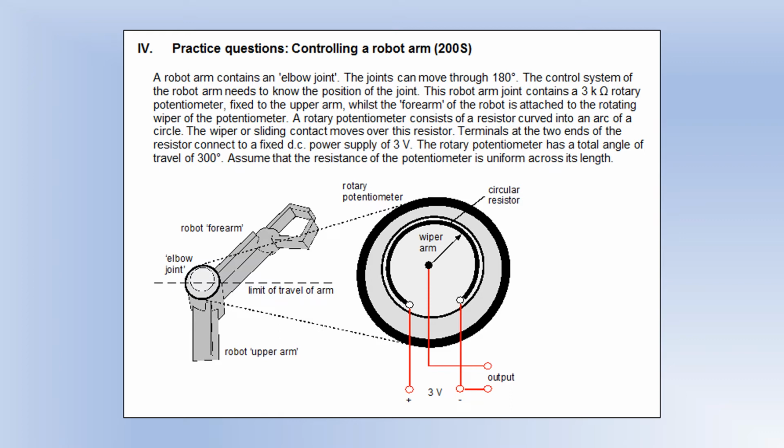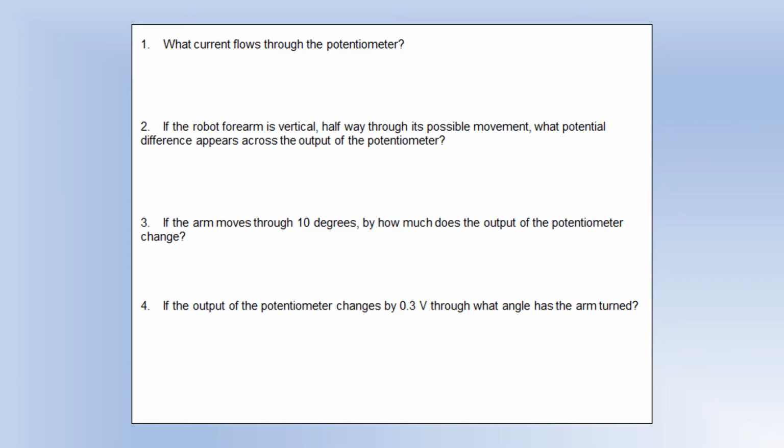Okay, so that's our setup. What current flows through? Well, we know the total resistance and we know the potential difference, so we can calculate what the current is, 1 milliamp, and that's never going to change, but the way the potential difference splits will change. Okay, so if the robot arm is vertical, halfway through its possible movement, what is the potential difference? Well, it's going to be split equally either side, so it's going to be 1.5 volts.